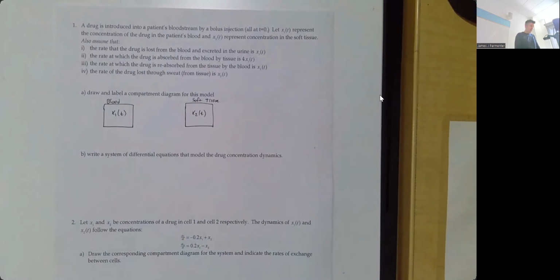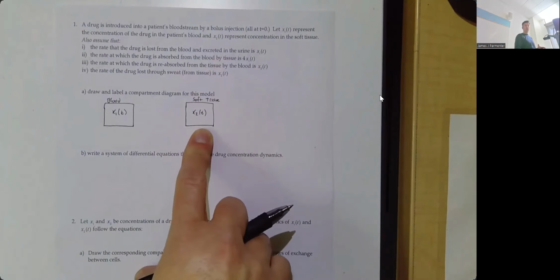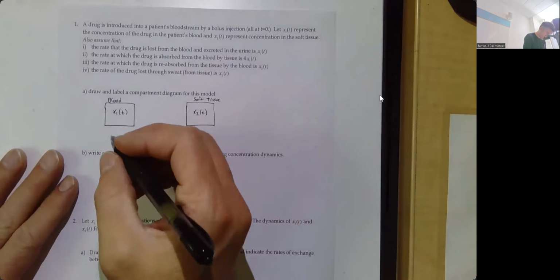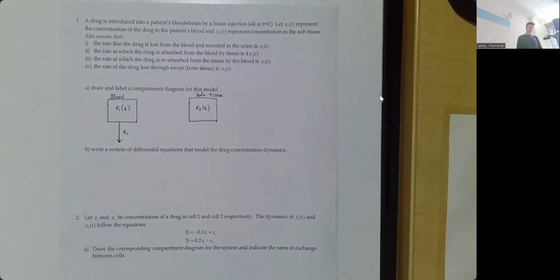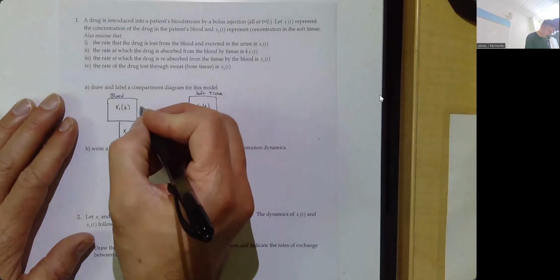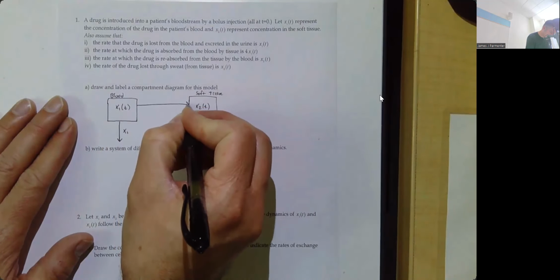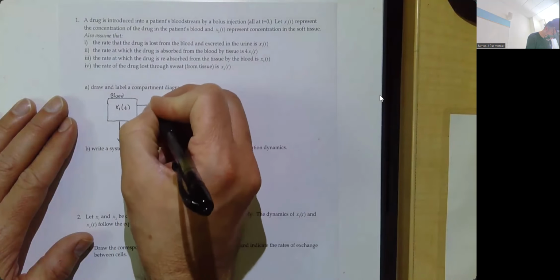Well, they tell us the rate that the drug is lost from the blood and excreted in the urine is X1 of t. So we're losing from the blood, and it's not going into the soft tissue, right? It's just going out of the body. So out of the body, we're losing blood at a rate of 1 times X1 of t. The rate at which the drug is absorbed from the blood by the tissue is 4 times X1. So from the blood to the tissue is 4 times X1.